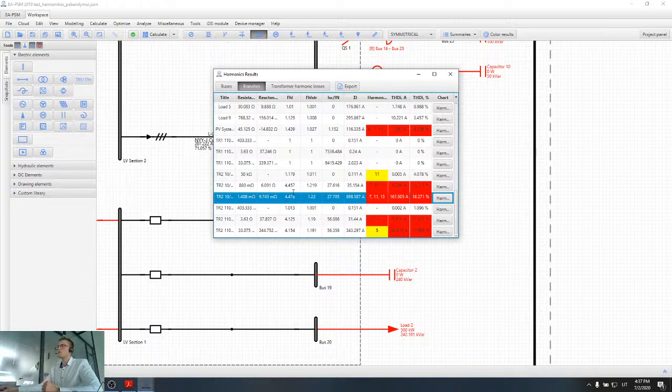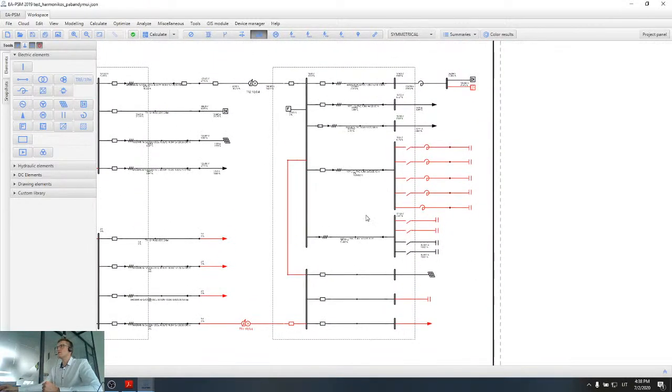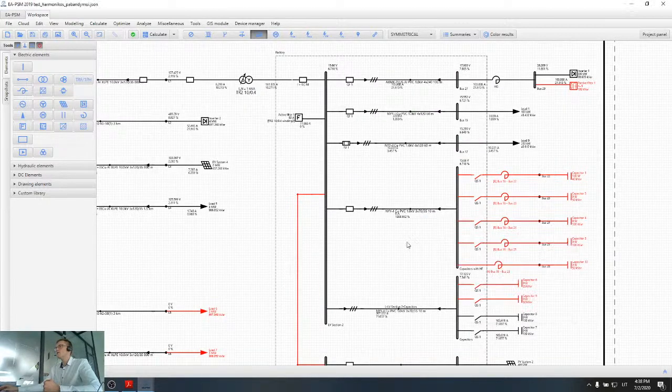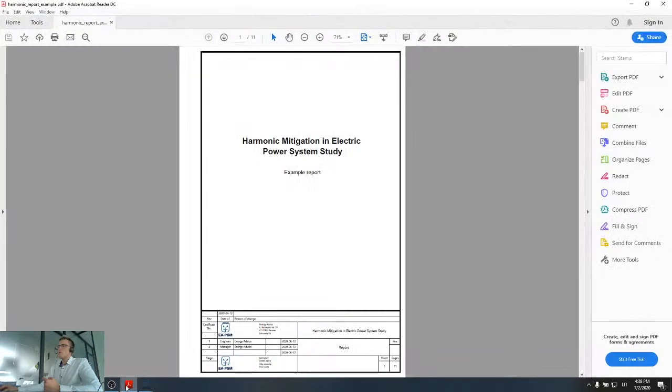So the more harmonics you have, the bigger the losses, the bigger the temperature at which the transformer is working, and of course this causes problems to insulation. These problems with insulation will finally give a possibility for short circuit, and the transformer can be simply damaged.